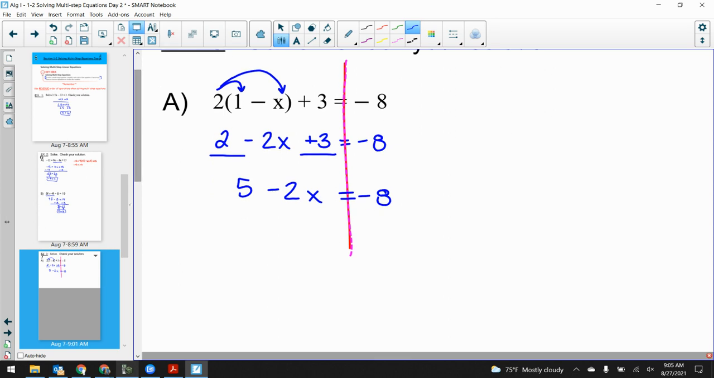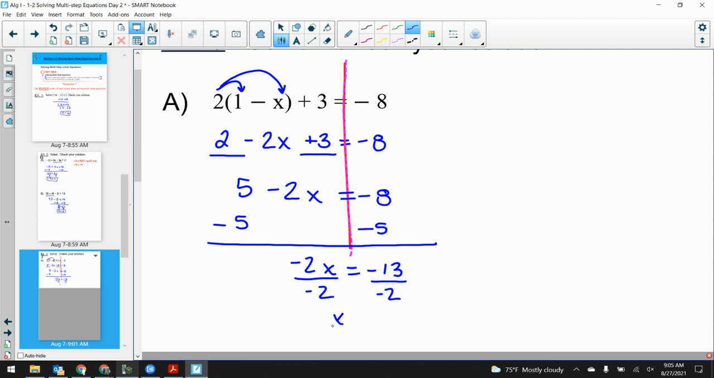Now, can somebody tell me what my next step is? What do I do next? Tommy. Subtract 5. Be careful. I'm not going to add 5. Even though I see a minus sign, that minus sign is connected to the 2, not the 5. So I bring down the negative 2x is equal to negative 13, and now I can divide by negative 2. So x is 6.5.